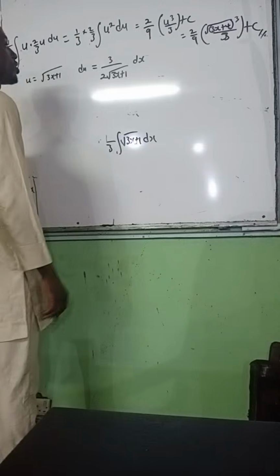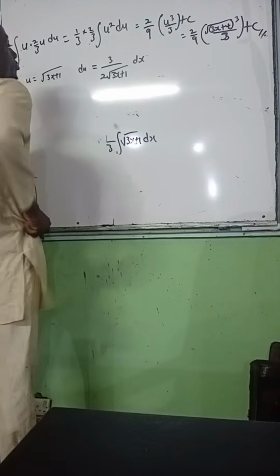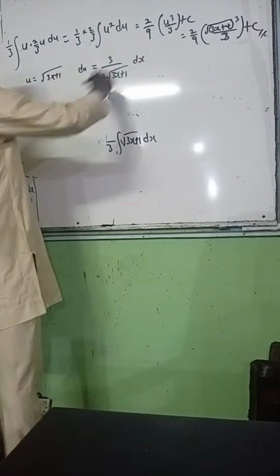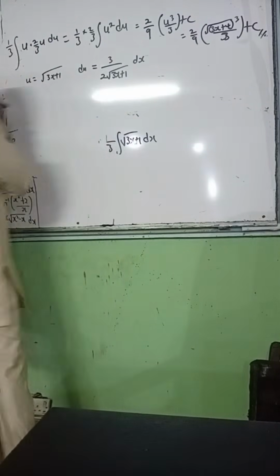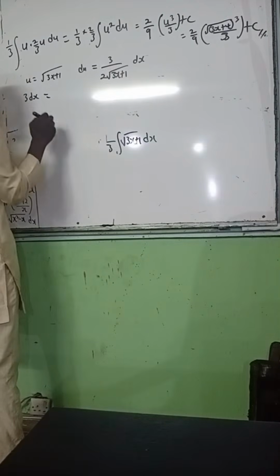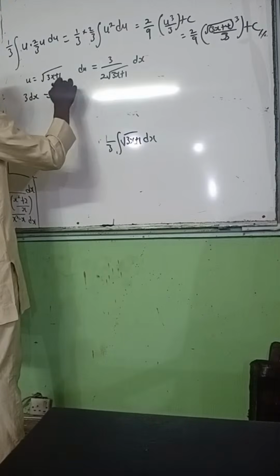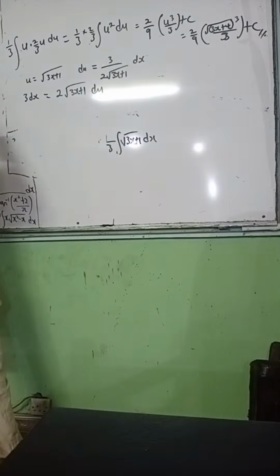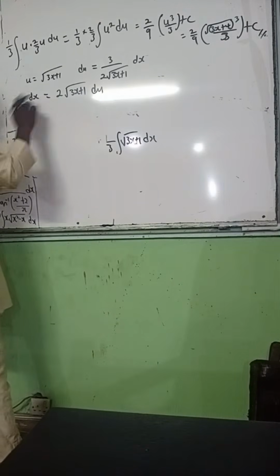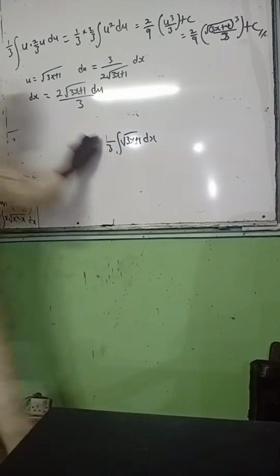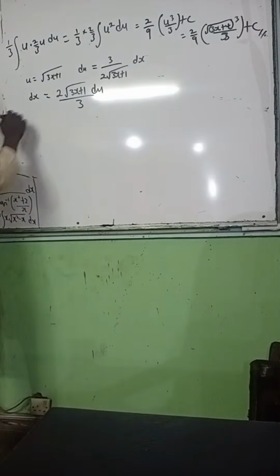So du over dx gives us 3 over 2 root 3x plus 1. So that means we have 3 dx equals to 2 root 3x plus 1 du. That means dx will be this over 3. Is that clear?